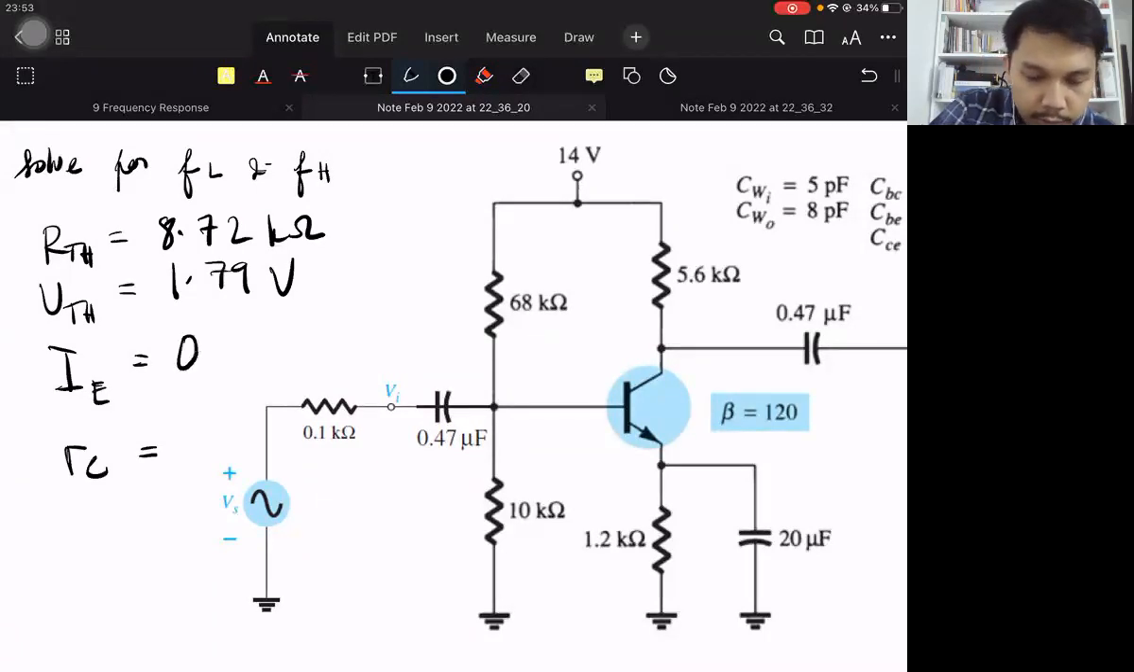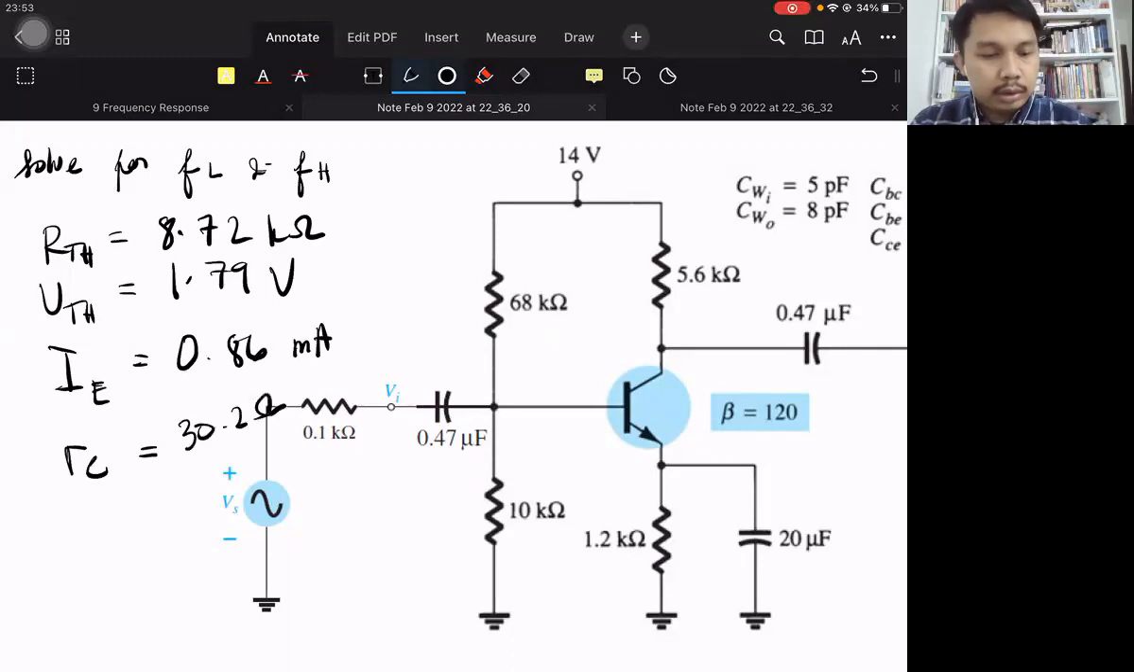Okay, correct. IE is 0.86 milliamperes. So divide 26 millivolts by that, and we get 30.2 ohms. Okay, 30.2 ohms.